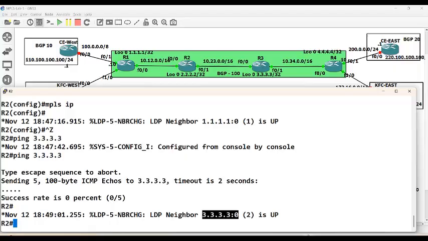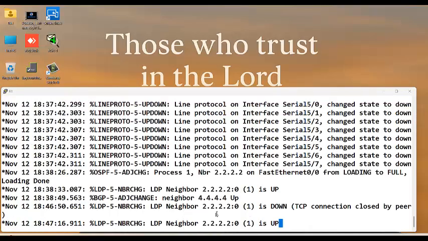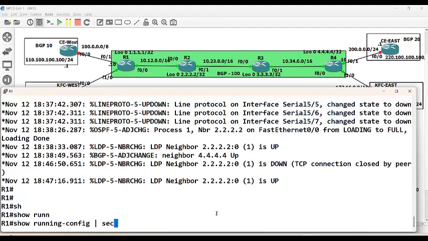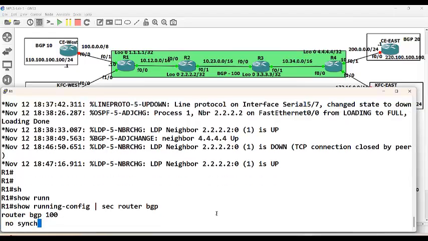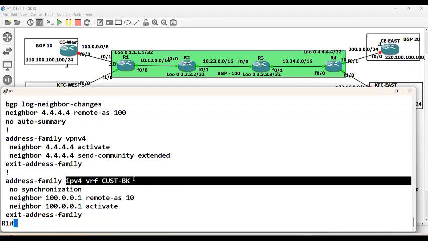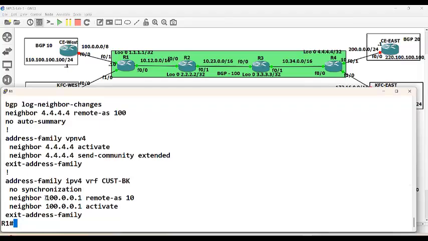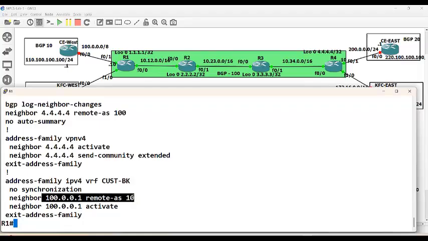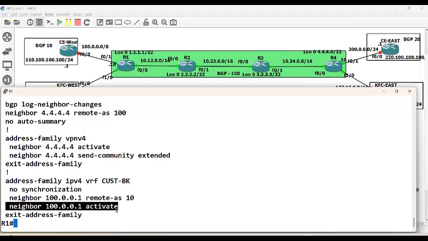Let me show you that configuration. Show run section router bgp. We went under the VRF and we said you have a neighbor called CE West. This is the IP address of CE West, and the CE West autonomous system number is 10. This you need not give, it will come automatically. And this command also you need not give, this will come automatically.